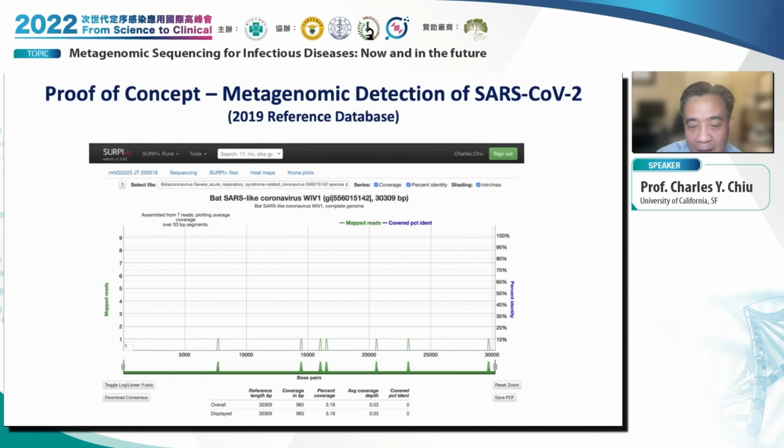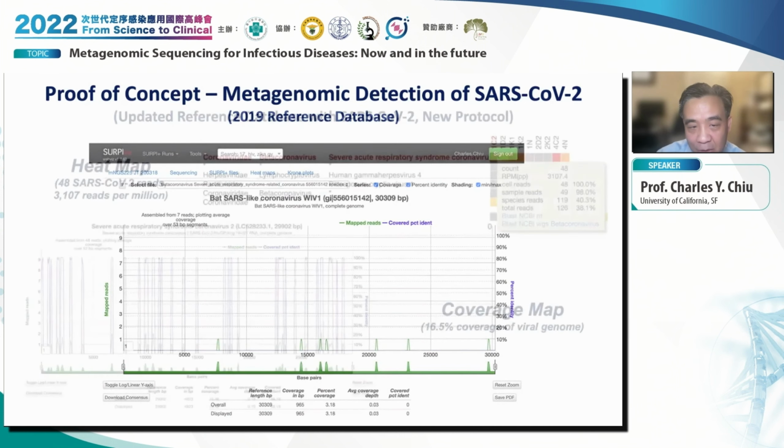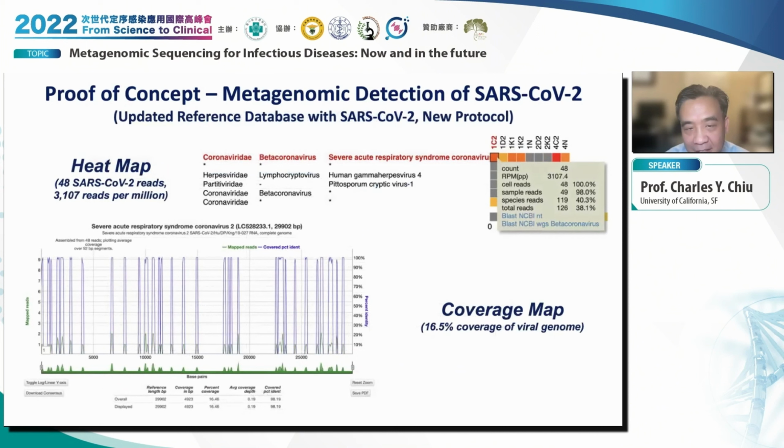Now, once you update the pipeline to include the new database, you indeed get the top hit being severe acute respiratory syndrome coronavirus 2, or SARS-CoV-2.